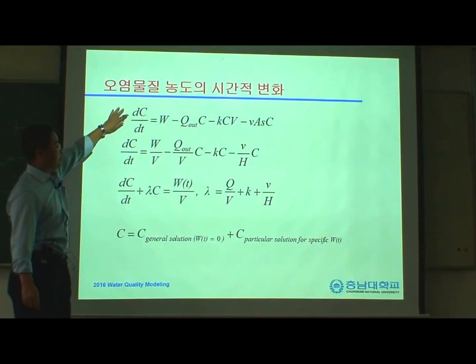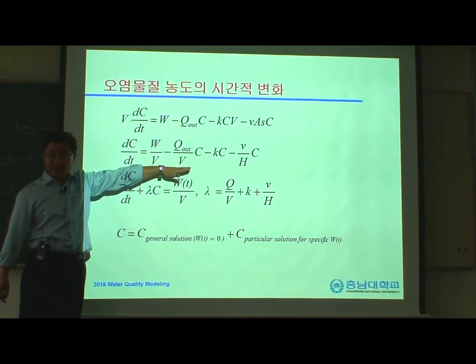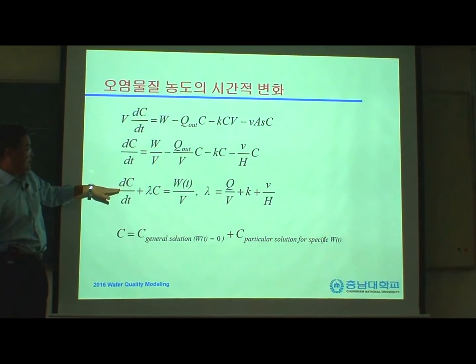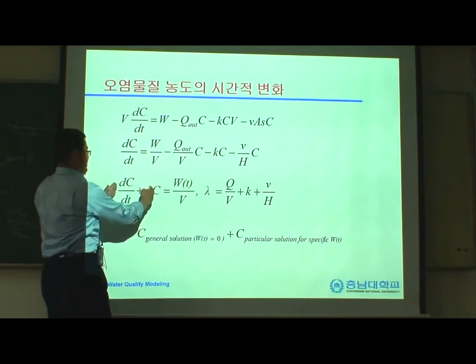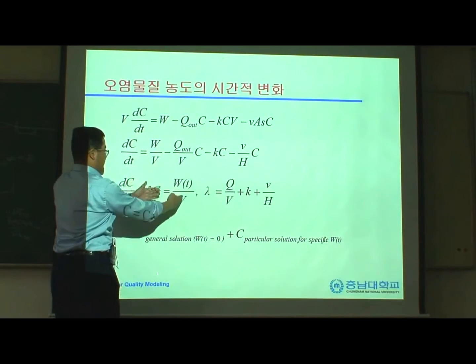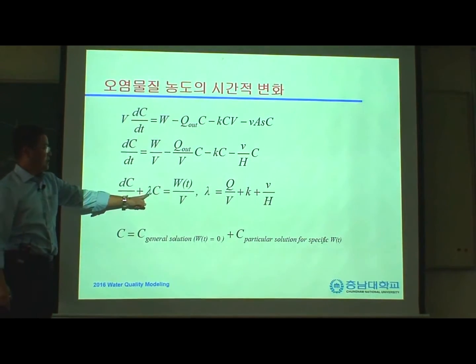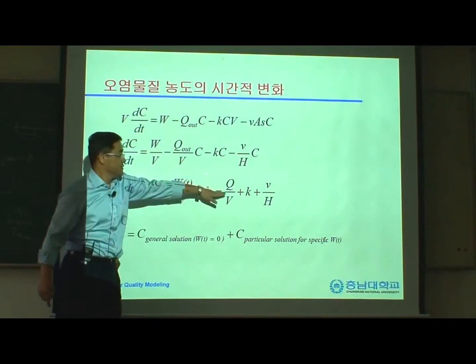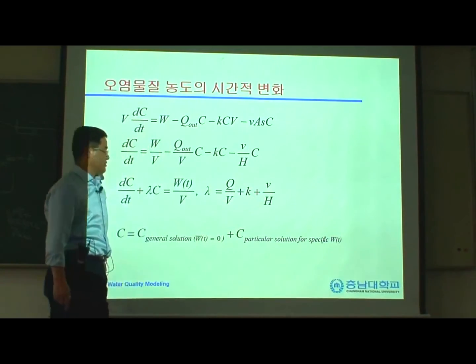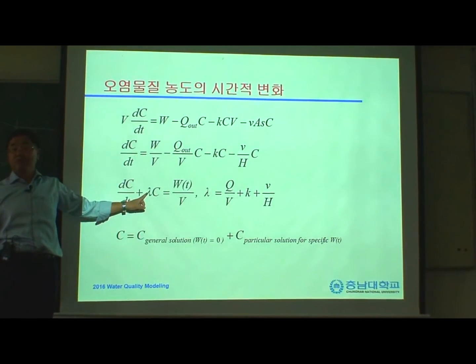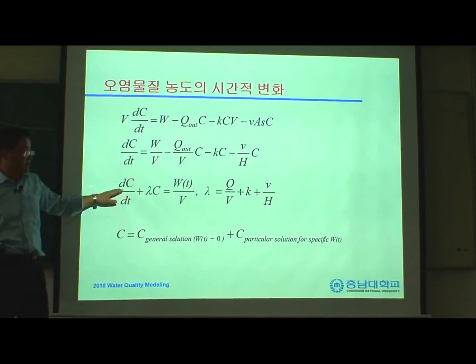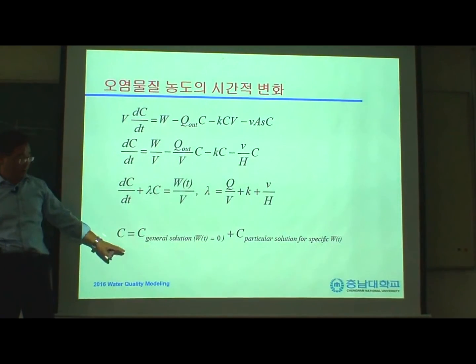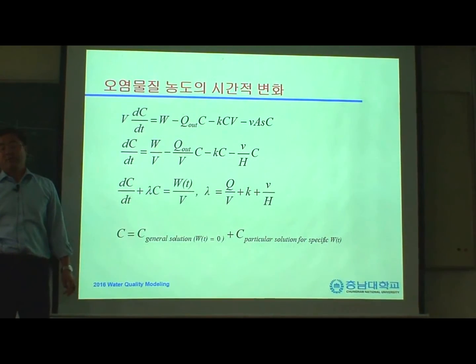If I divide everything by my V, I can get it like that. And then I have dC/dt, and I will just move everything with C to here. My V divided by V will be there. And my lambda is Q divided by V, K, and V divided by H. Anyway, this is going to be your constant, just a value. Then, if we can solve this equation, we will be able to tell what the concentration is at a given time.